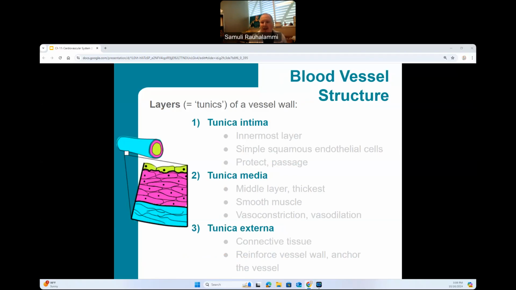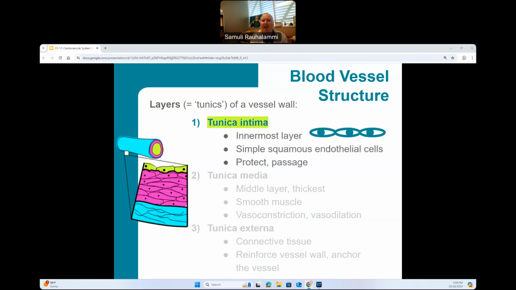The innermost layer that we're going to see is going to be tunica intima. I often think of this as a mnemonic: I think of it as being in intimate contact with the blood inside the vessel. Then we will have tunica media, which forms the middle layer of the blood vessel structure. And finally, we have tunica externa, and that is the outermost layer of the blood vessel wall. We'll have a look at each of these in a little more detail as follows.